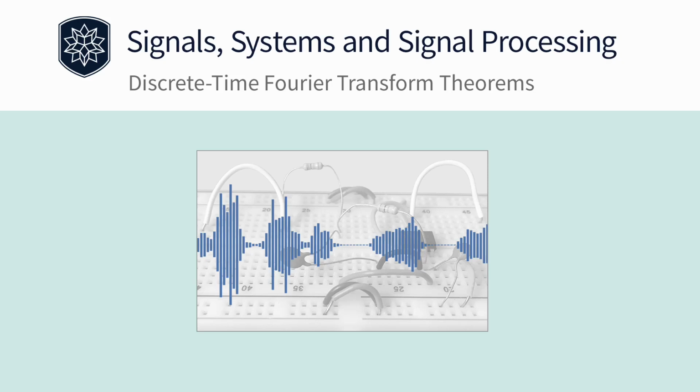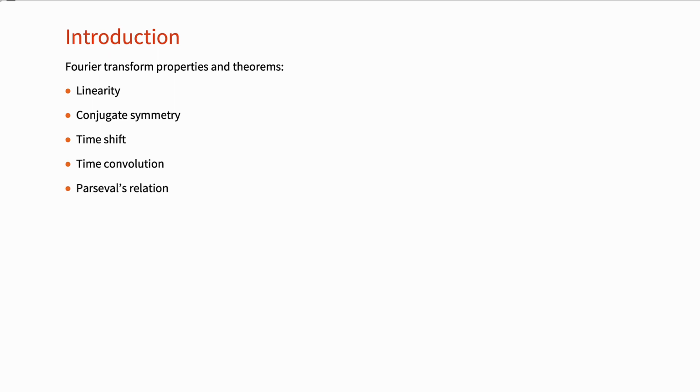Hello and welcome to Signal Systems and Signal Processing with Wolfram U. The topic of this lesson is discrete-time Fourier transform theorems. In this lesson, we will go over some of the important properties of Fourier transform, such as linearity and conjugate symmetry. We will also discuss a few theorems: time shift, time convolution, and Parseval's relation.